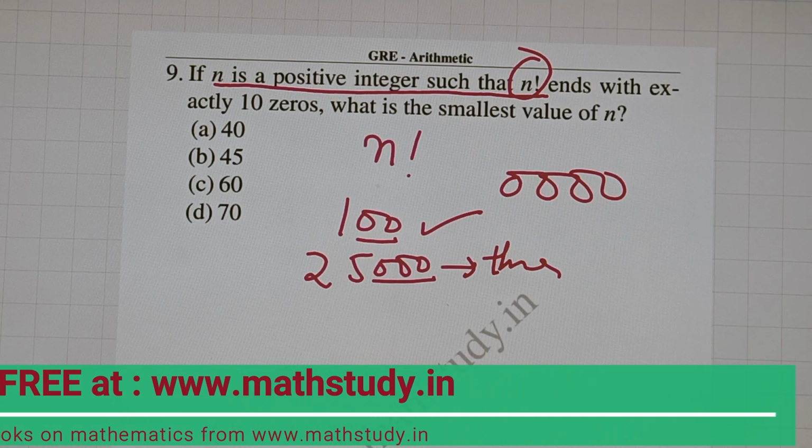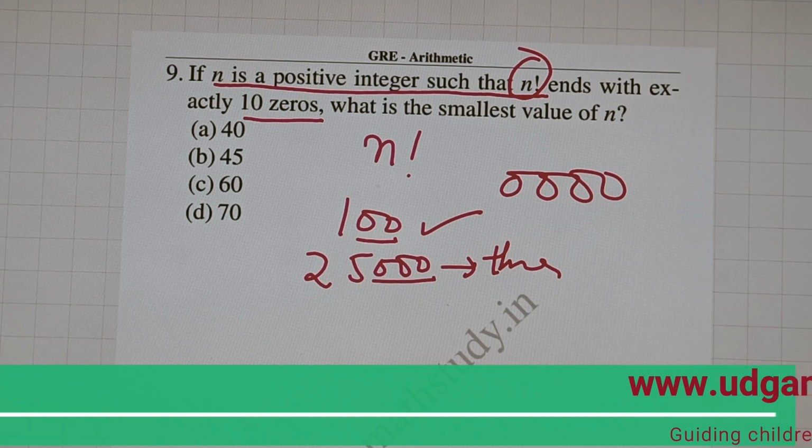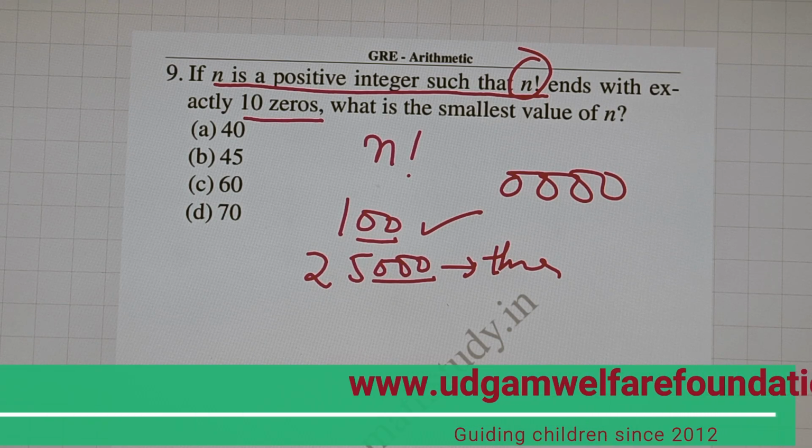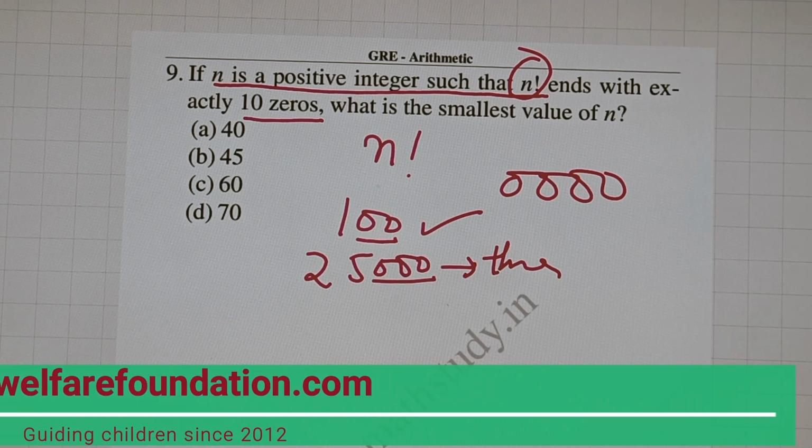So we have to find a positive integer n such that n factorial ends with exactly 10 zeros. Here we have a very good formula, or a very good concept. Let us understand it with some other example here.